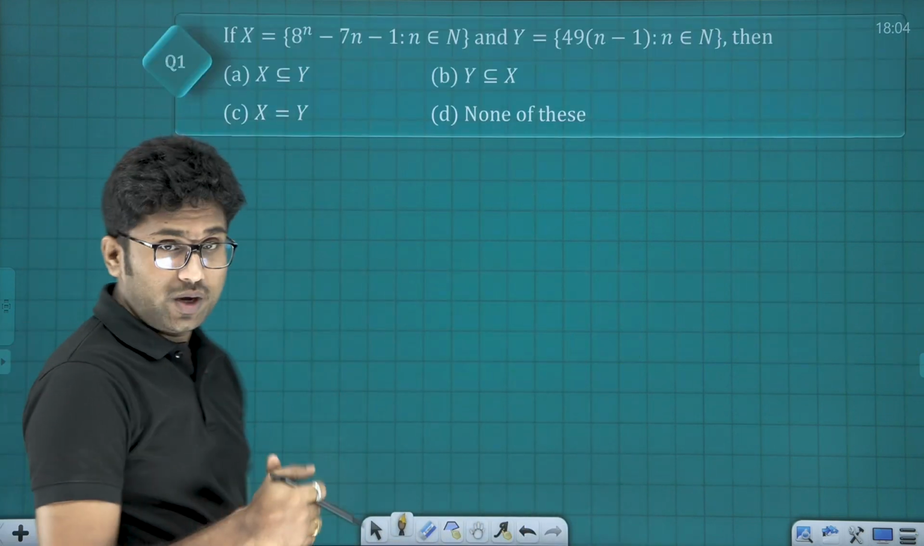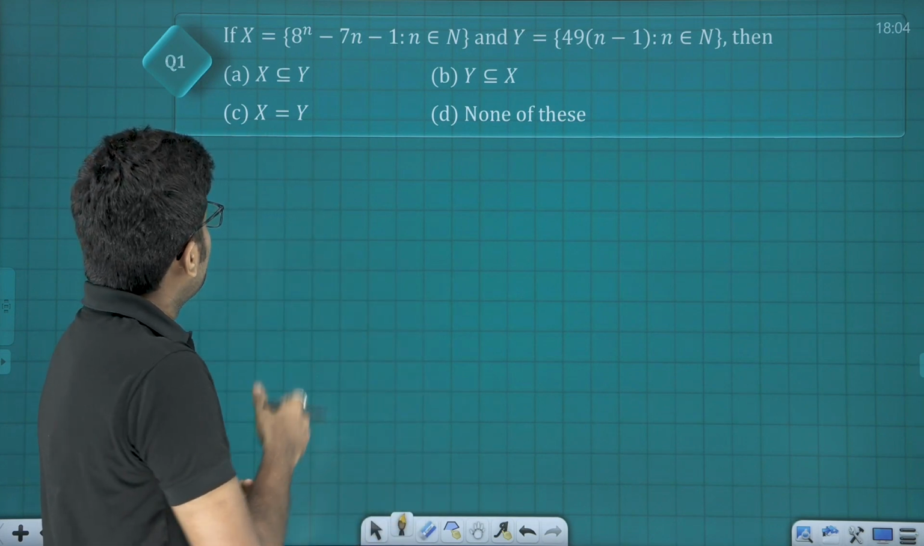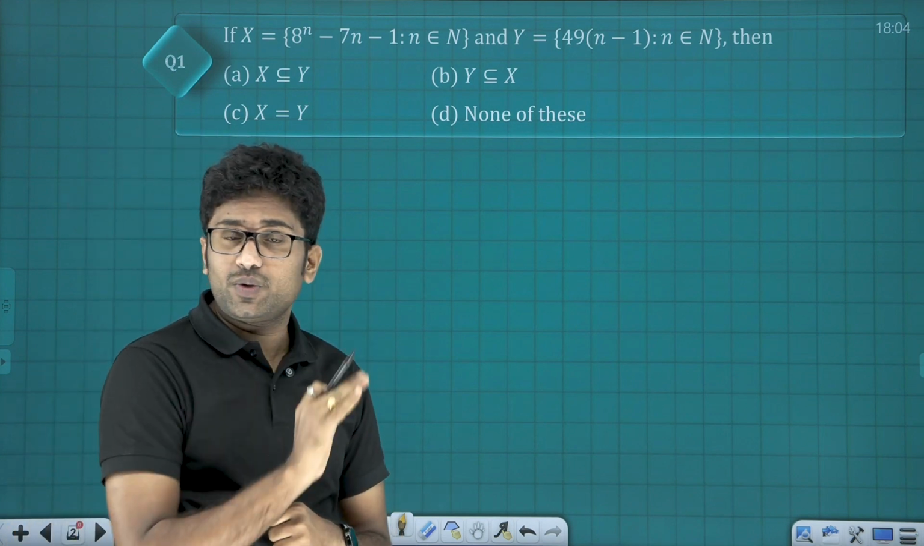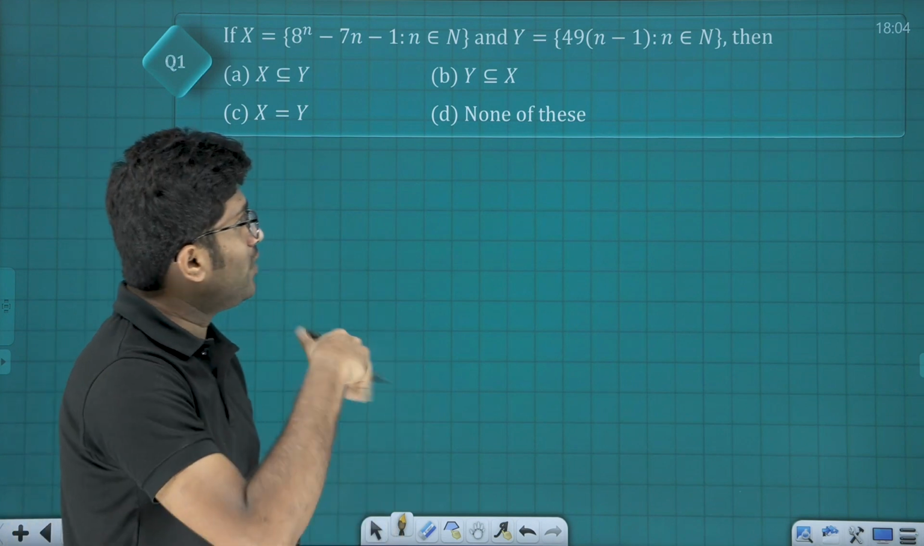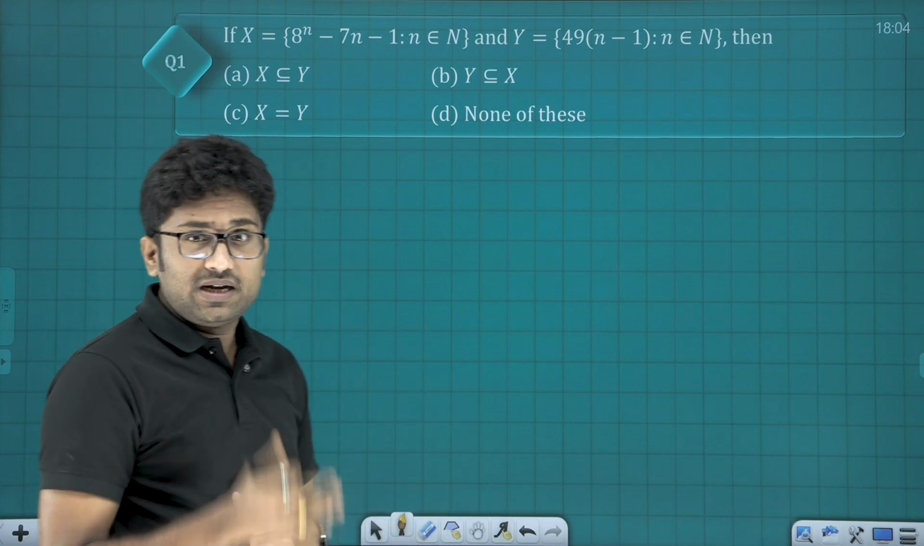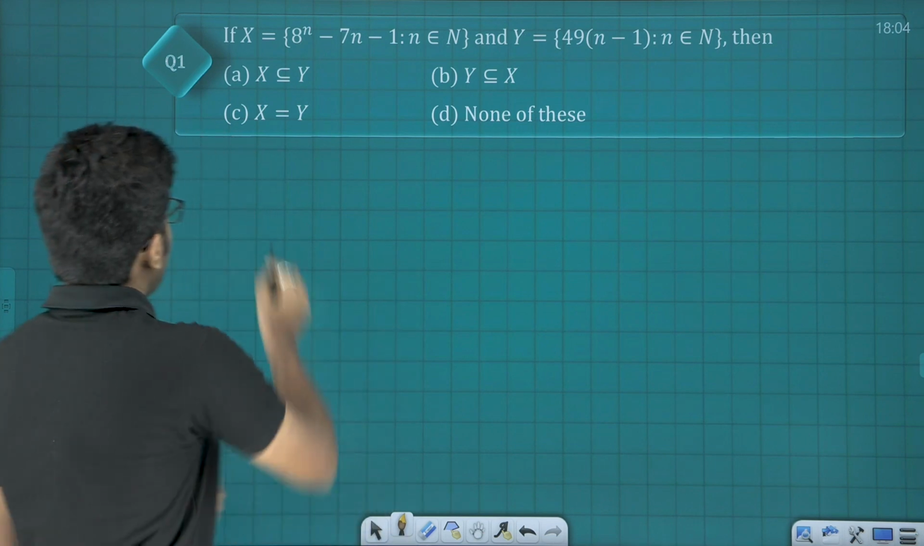Coming to question number 1, they have given 2 sets x and y such that x is equal to the set of 8 power n minus 7n minus 1 where n belongs to capital N, and set y is 49 times n minus 1 where n belongs to capital N. Now, as n belongs to capital N, let's try to analyze the 2 sets. So let's try to represent them in roster form.